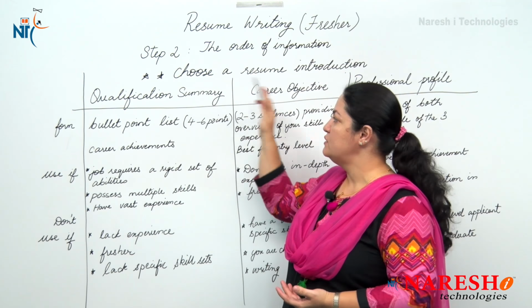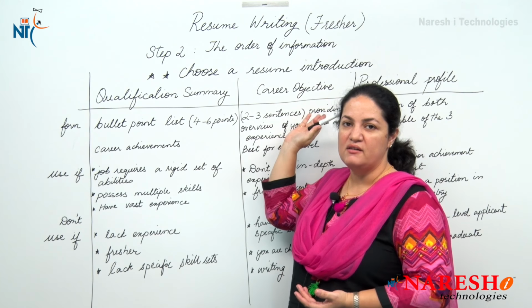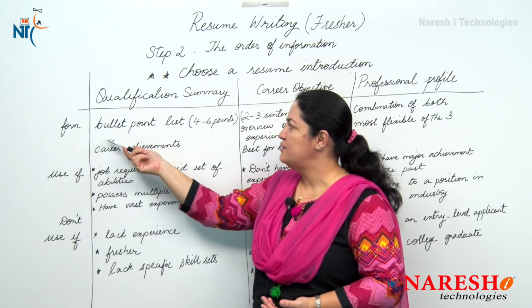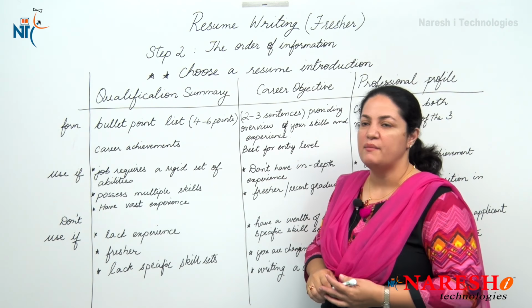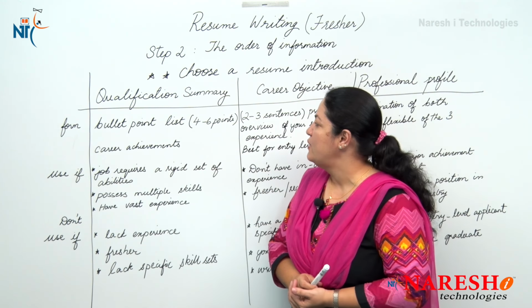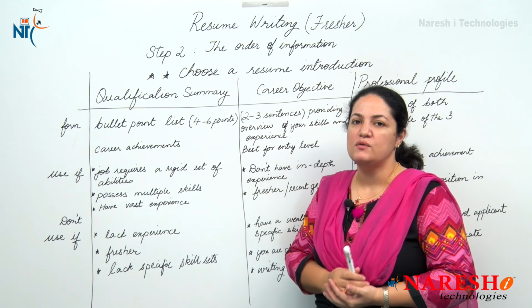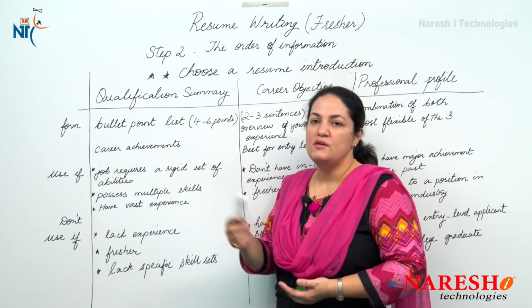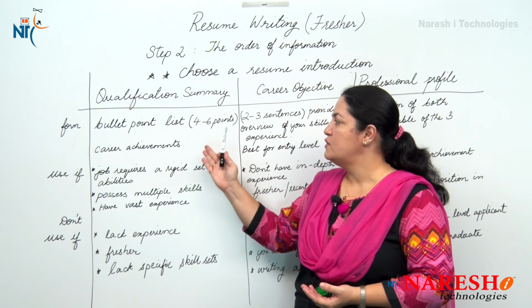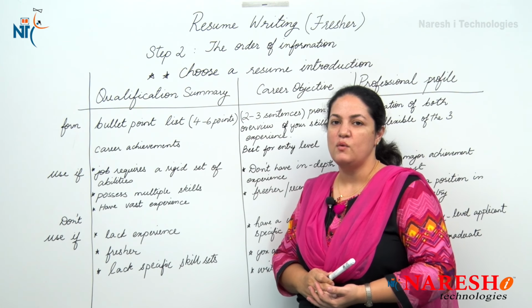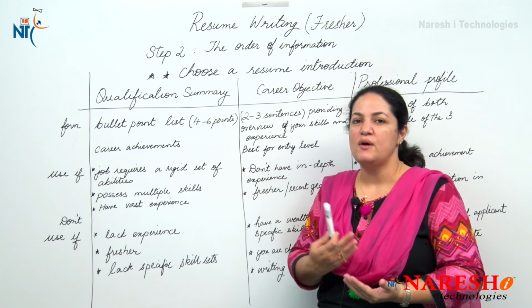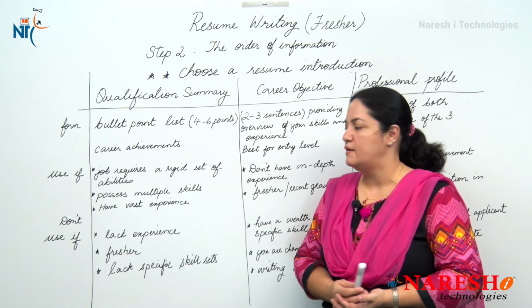Here you can choose any one amongst these three. So how do you write a qualification summary? It can be a bullet point list, anywhere between 4 to 6 points that you mention. And what exactly do you talk about in those 4 to 6 bullet points? You are talking about your career achievements, whatever you have achieved so far in your career.